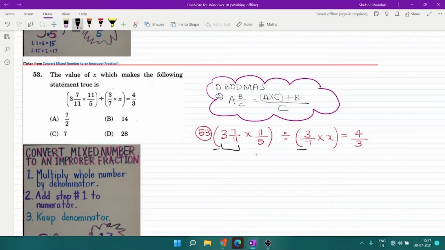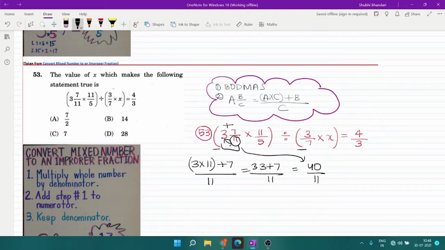So how to convert this into an improper fraction? 3 into 11 plus 7 will give us our numerator, divided by the bottommost value, which is 11. So this becomes 33 plus 7 by 11, which is 40 by 11. So this value is 40 by 11 into 11 by 5, divided by 3 by 7 into x.